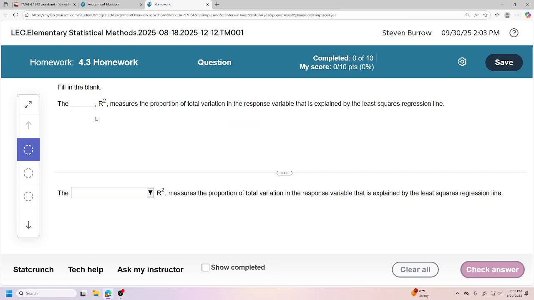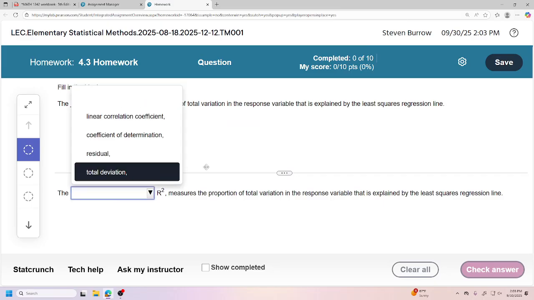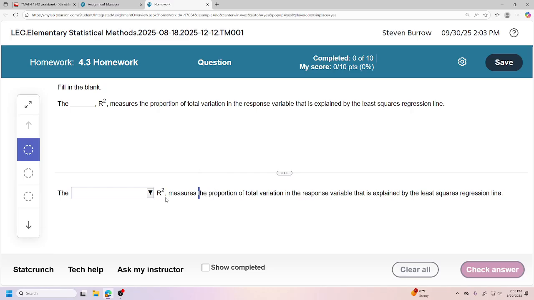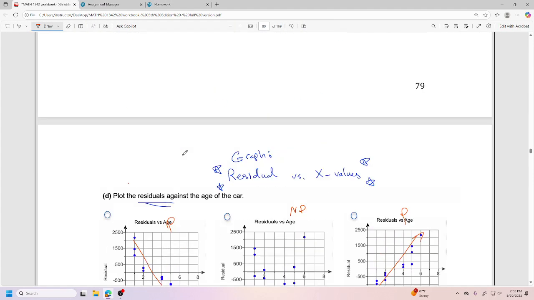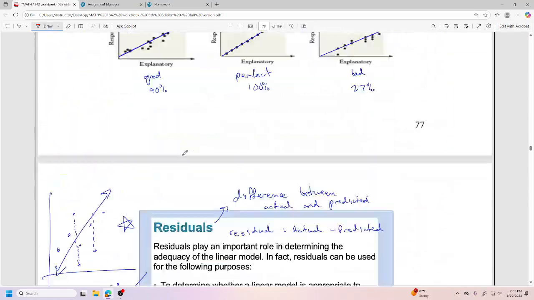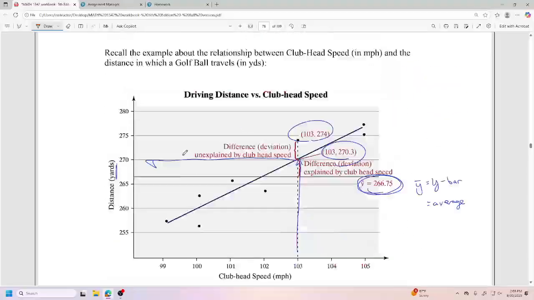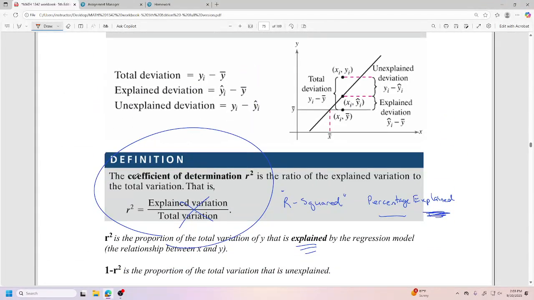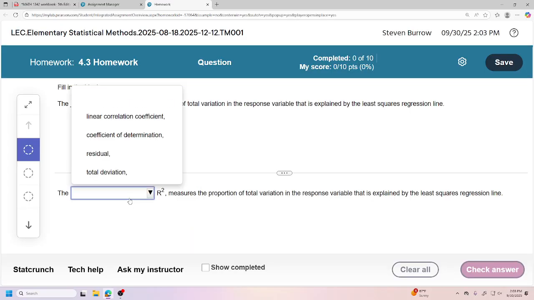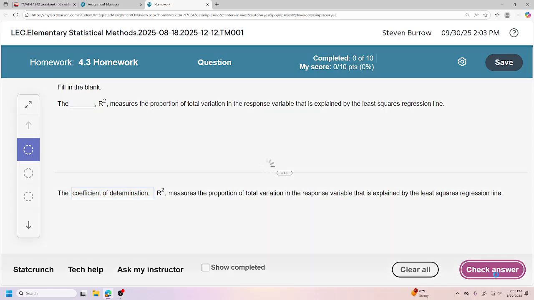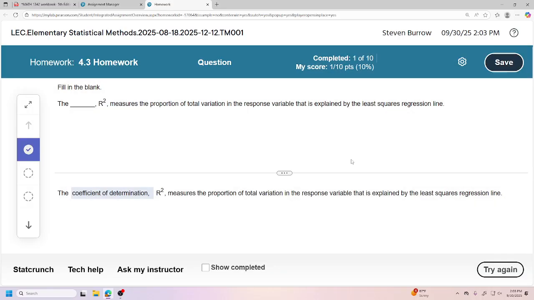Okay, here we go. So multiple choice. It says the blank R squared measures blah, blah, blah. I know we had that somewhere as a definition. R squared, right there: coefficient of determination. Let me see if that's one of the options. Boom. We're done. That was easy. Yay, free points. You got a 10% already.